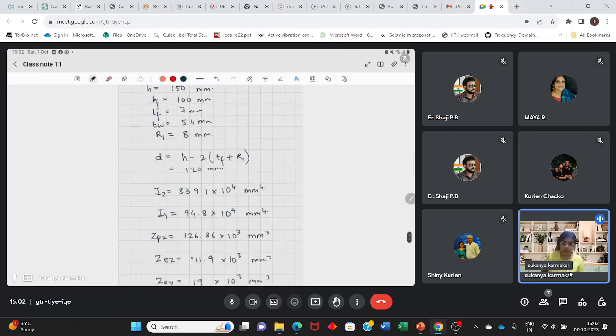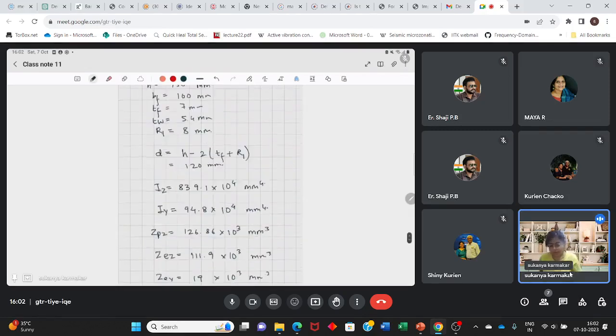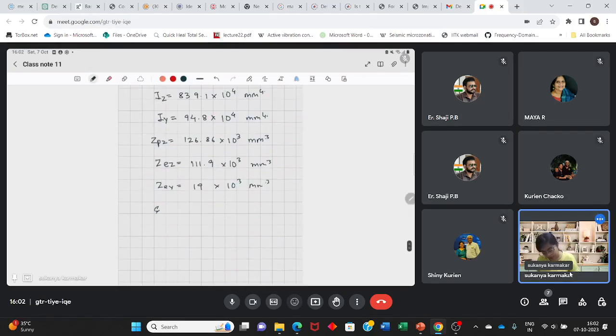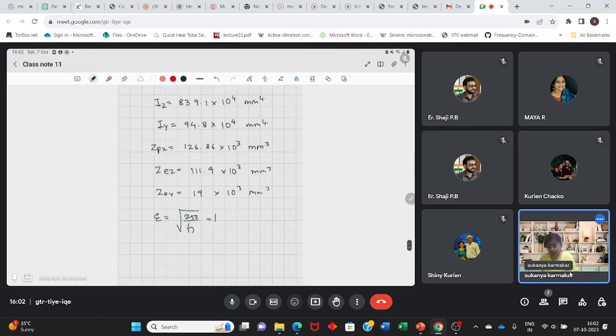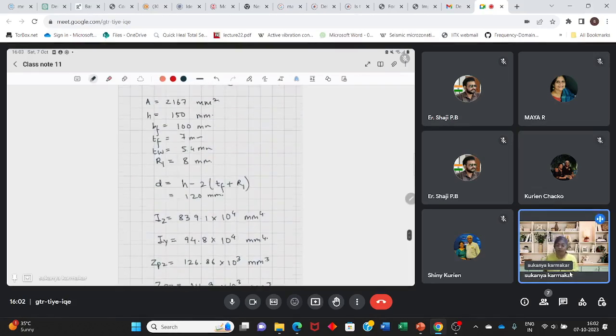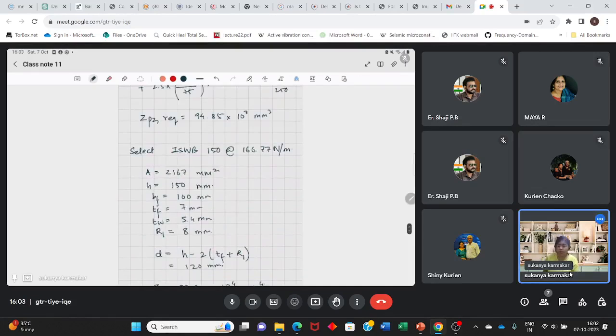Now, the grade of the steel is Fe 410. So we know epsilon is equal to under root of 250 by Fy is equal to 1. I want you to classify, this is the section properties. You need to classify the section and you need to tell me whether it's a plastic section or compact section or semi-compact section. I'll give you time about 2 minutes. You need to classify the section.